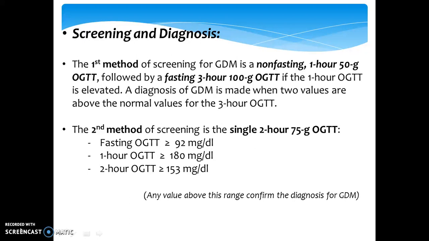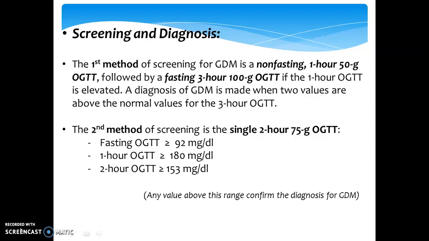Screening and diagnosis. The first method of screening for gestational diabetes is a non-fasting 1 hour 50-gram oral glucose tolerance test, followed by a fasting 3 hour 100-gram oral glucose tolerance test if the 1 hour OGTT is elevated. A diagnosis of gestational diabetes is made when two values are above the normal value for the 3 hour oral glucose tolerance test. The second method of screening is the single 2 hour 75-gram oral glucose tolerance test.